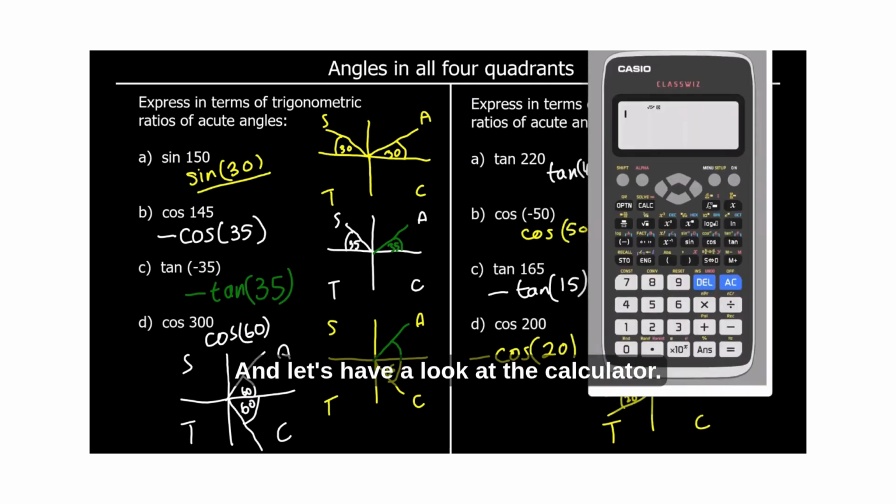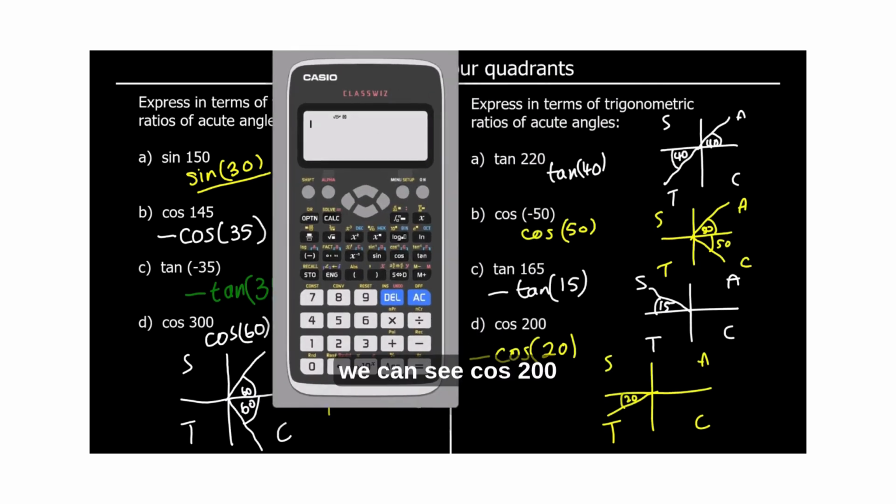And let's have a look at the calculator. So we can see cos 200 is negative 0.939 and so on. The negative version of cos 20 is exactly the same.